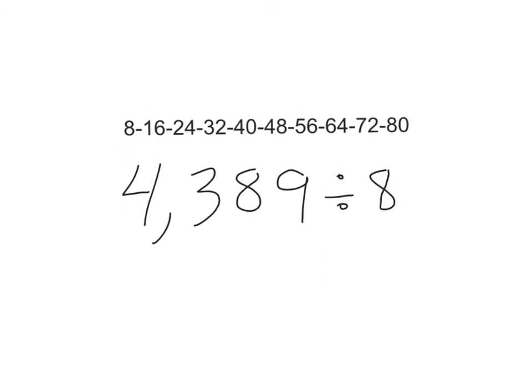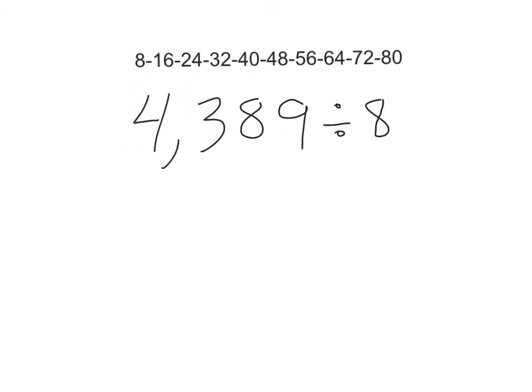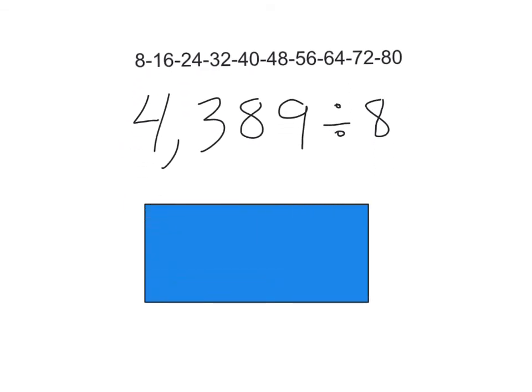Next, I want to shrink this so I have a little bit more room. And I'm going to add my first area box in here. And I'm going to plug in the 4,389 right inside there. Grab that 8, which is the divisor, and plug it in right on the outside of the area box. And now I'm looking at how many times the 8 will fit inside 4,389. Well, 8 will not fit into 4, but it will fit into 43.